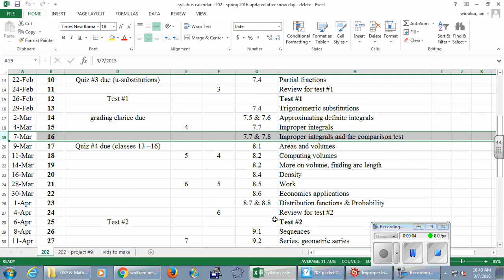Okay, happy Monday. Today is March the 7th. We're covering class number 16. It is our second day on improper integrals, and we'll introduce something called the comparison test.